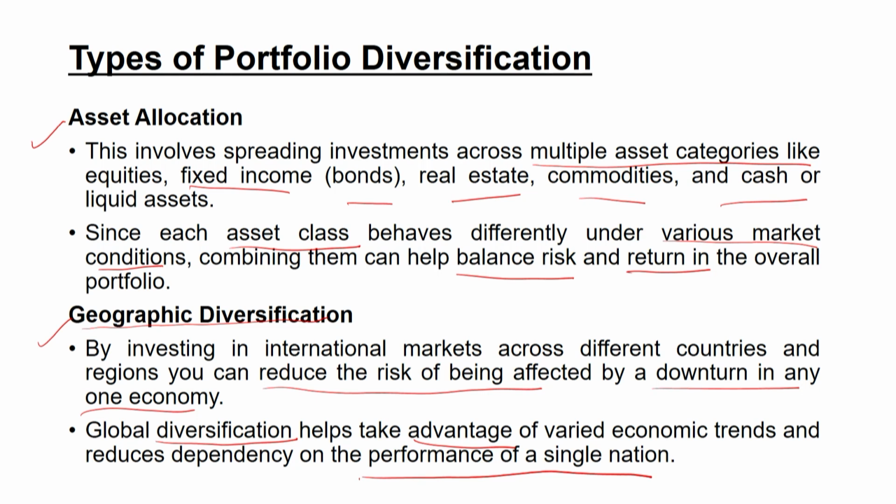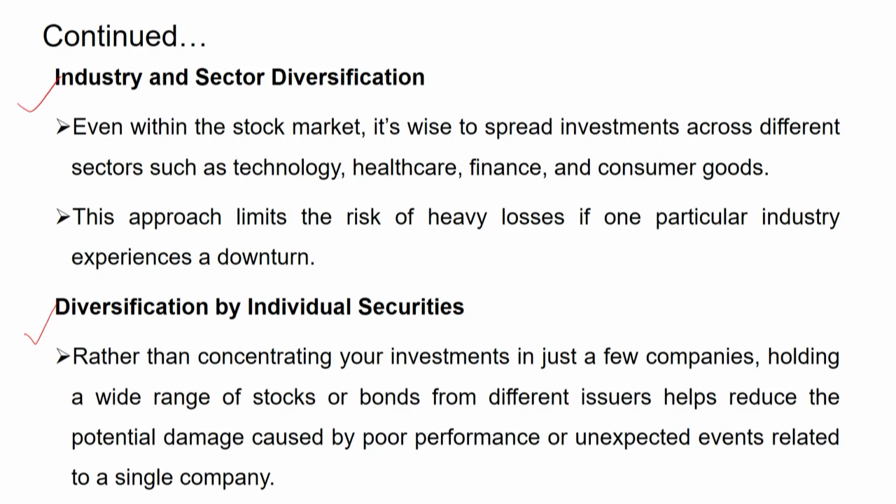So, basically in geographical diversification, we can diversify our investment portfolio into different segments of the financial market, such as the national financial market and the international financial market. So, we can globally diversify our money for the purpose of investment. Next is the industry and sector-wise diversification.